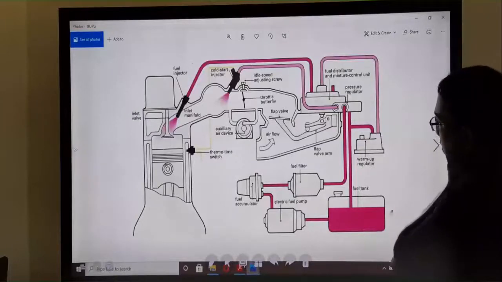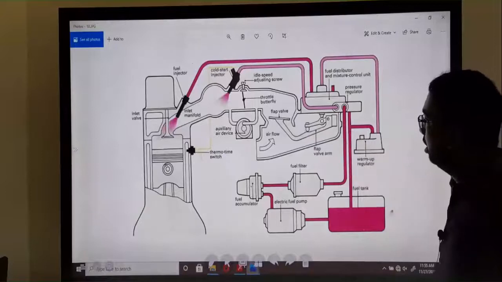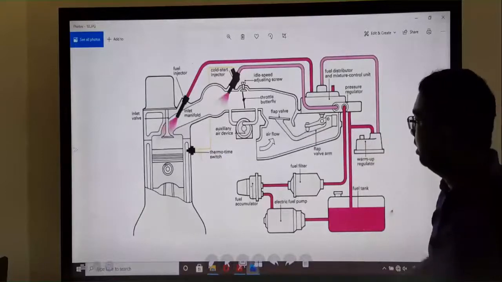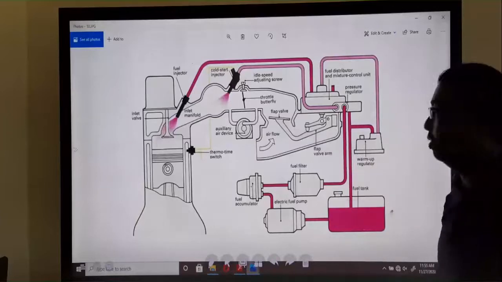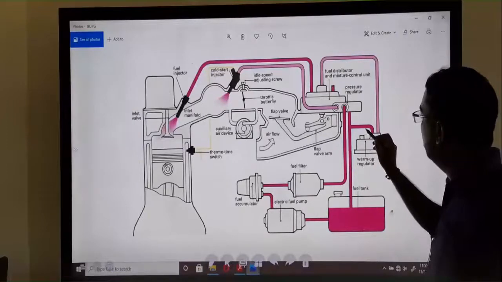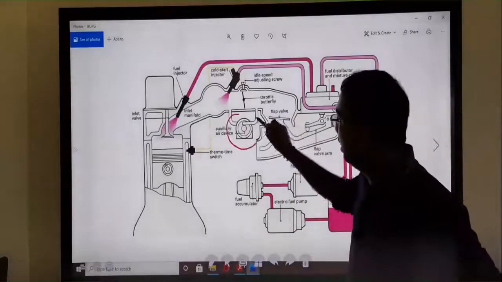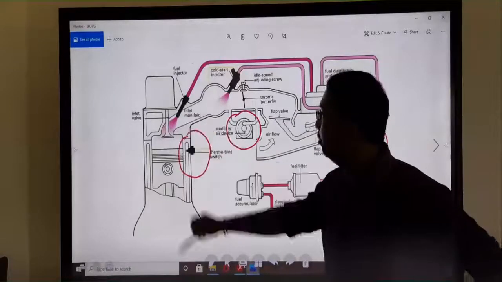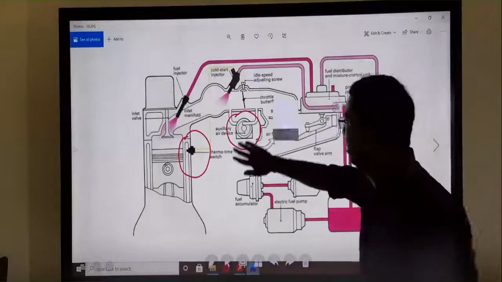And here you can see the new things. This is the accelerator pedal. Because of this accelerator pedal we can get the sensor values. So there are three newer things: warm up regulator, auxiliary air device, and the thermal time switch. We study one by one.